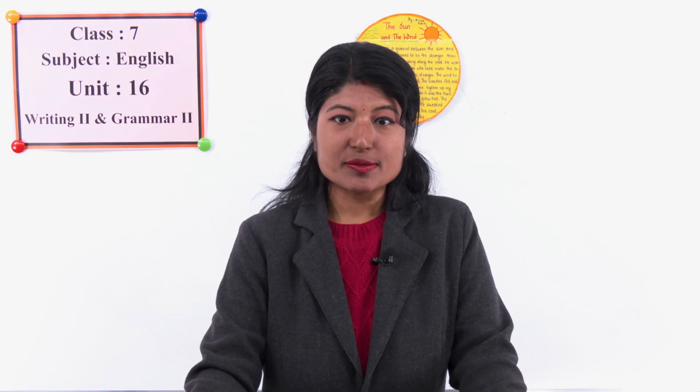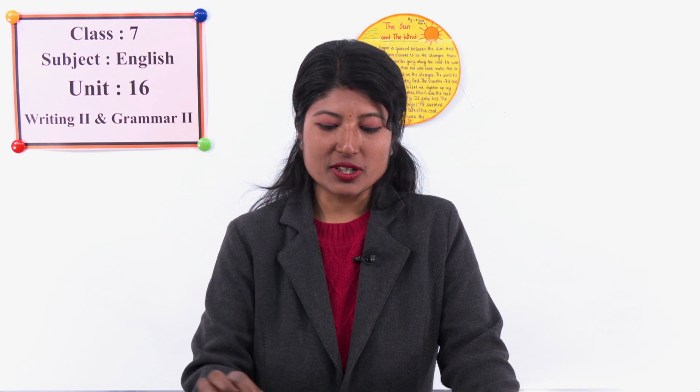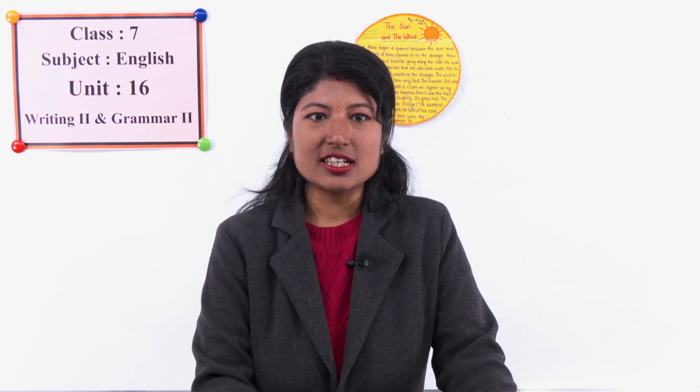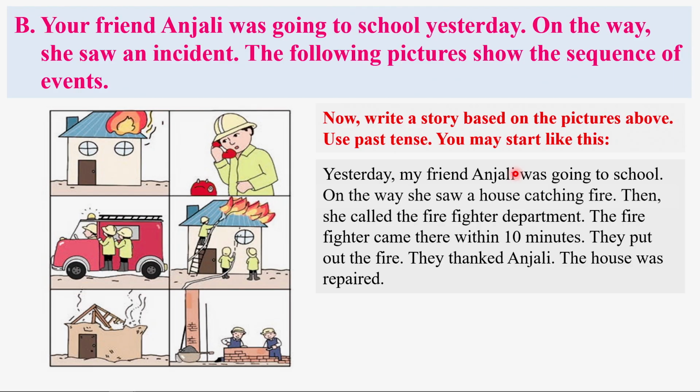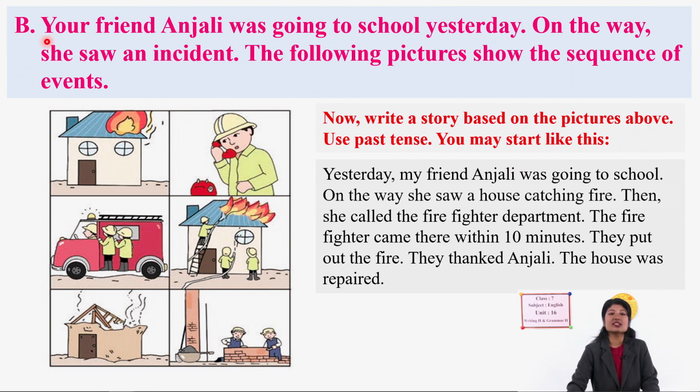Then let's move to the next activity. Okay, what is the next activity? Look here. Number B also sounds very interesting. What kind of activity is this? Let's read it out. Number B: Your friend Anjali was going to school yesterday. On the way, she saw an incident. The following pictures show the sequence of events.